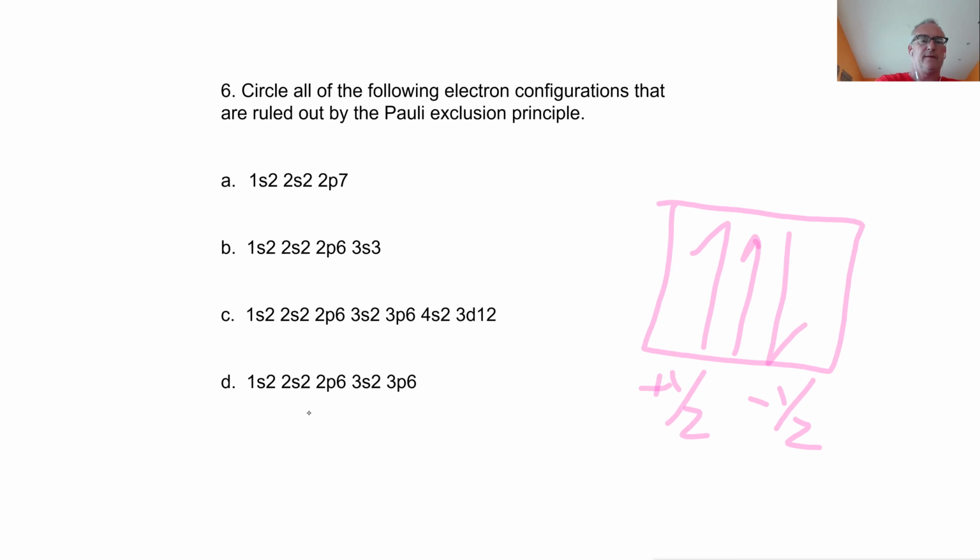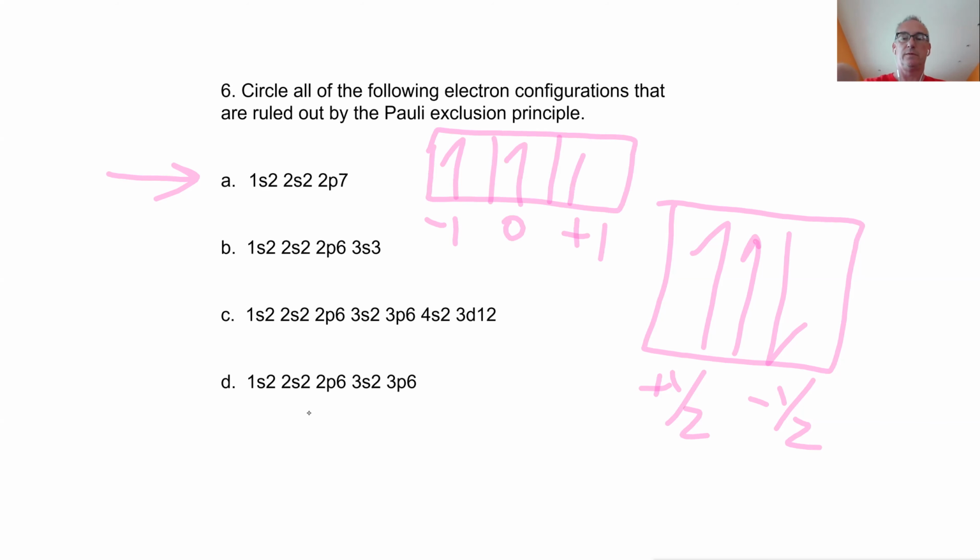So let's look at A. It seems to be breaking the rules with the 2p7. That's right. How come? 2p is supposed to have 6 electrons, and over here it's having 7. Exactly. If I make a P subshell, this is -1, 0, and +1. 1, 2, 3, 4, 5, 6. There's only room for 6. There ain't room for no more. So we can't have 7 in a p orbital. That doesn't work. Excellent.